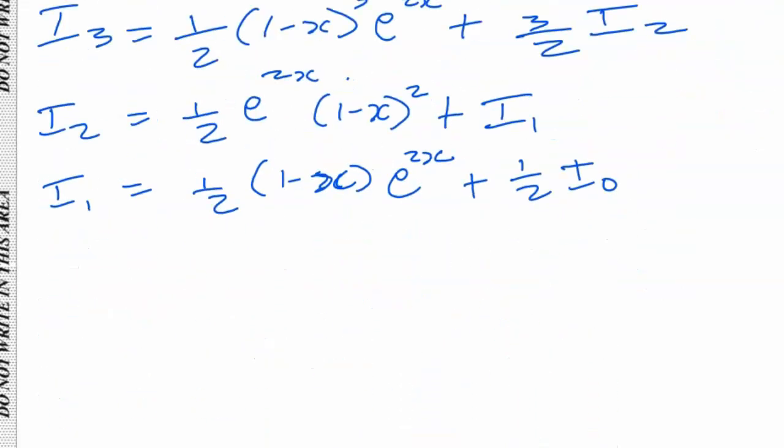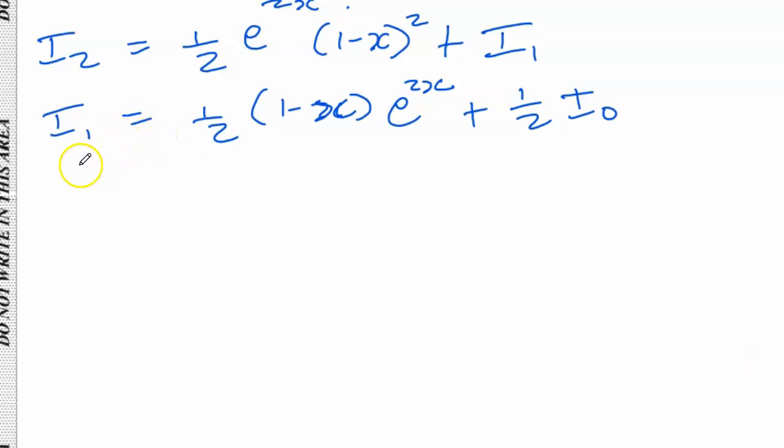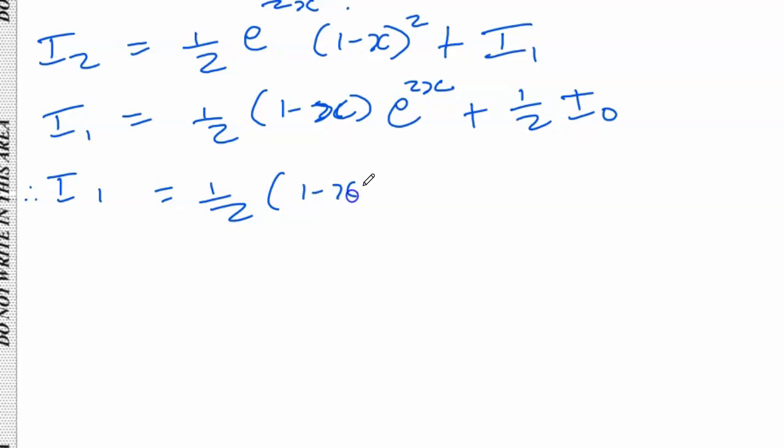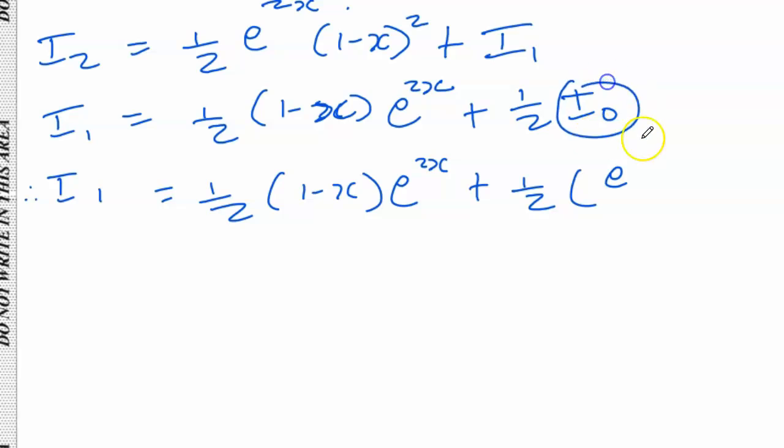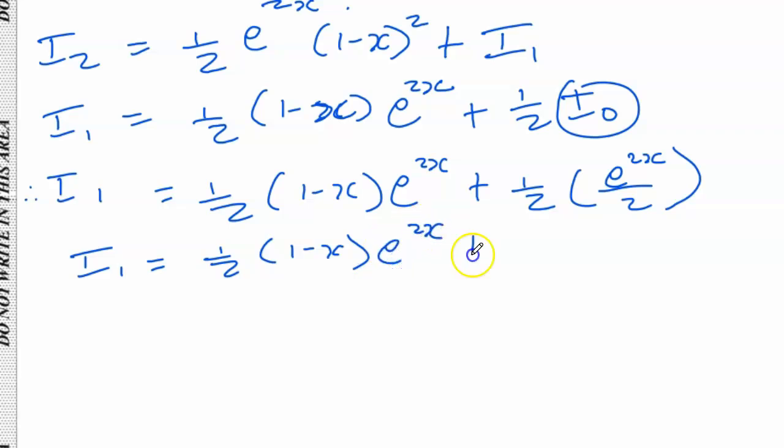Okay, so we know that I0 is e to the 2x over 2. So we can now find I1. Therefore I1 would be half 1 minus x into e to the 2x plus half times I0, and I0 is e to the 2x over 2. Which means that I1 is equal to half into 1 minus x e to the 2x plus e to the 2x over 4.